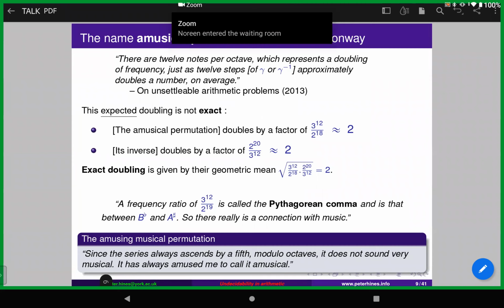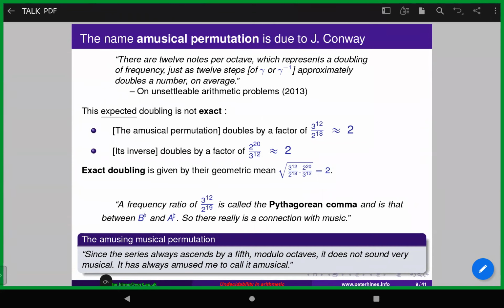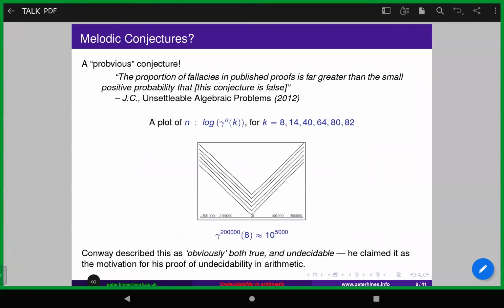Now, first of all, he observes that there's 12 notes in a musical octave, and a musical octave represents a doubling of frequency. So 12 steps of either gamma, the amusical permutation, or its inverse approximately doubles a number on average. Now, this feels slightly paradoxical that either a function or its inverse doubles a number. So let's have a look.